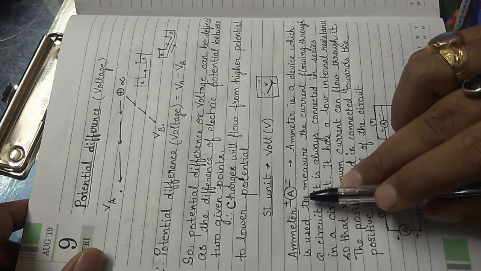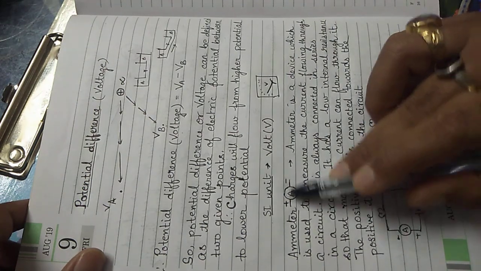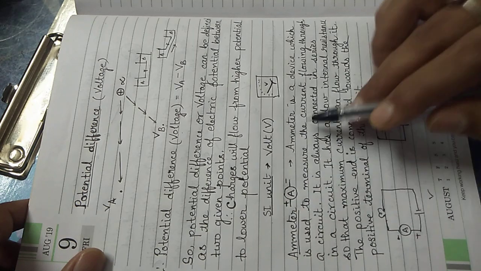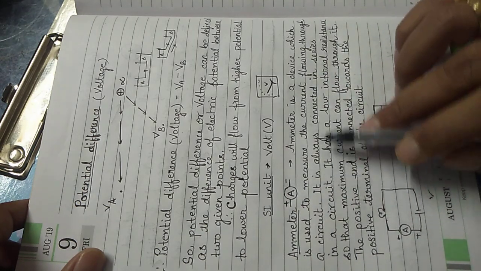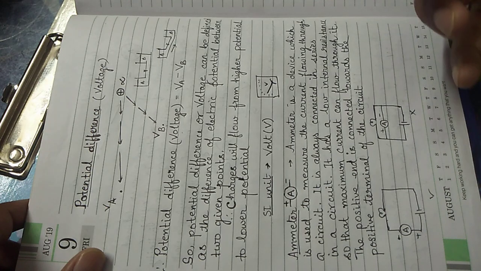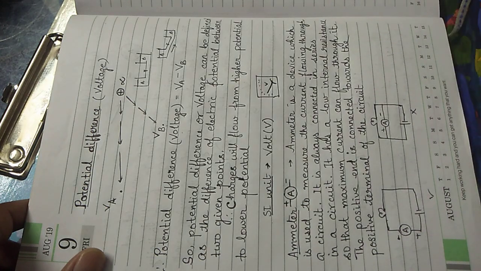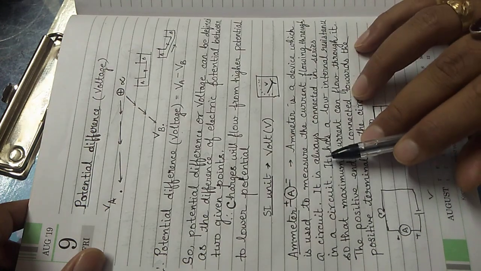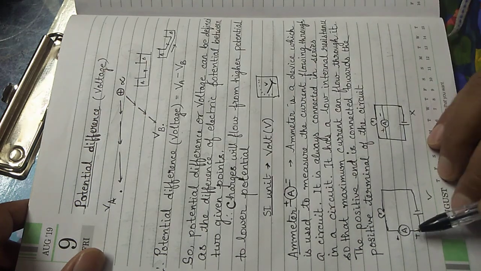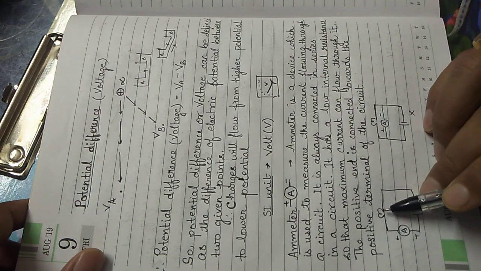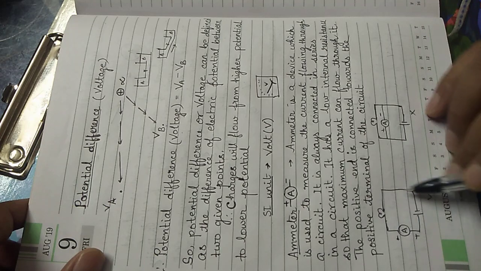So ammeter is a device. The symbol of ammeter is like this, around A, plus sign and minus sign. So ammeter is a device which is used to measure current. So what will ammeter measure? It will measure the amount of current flowing through a circuit. And it is always connected in series. Series मतलब one coming after the another. Suppose this is the device. Device के साथ एक ही line में connected रहेगा.